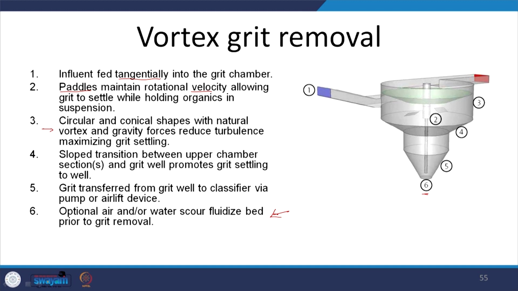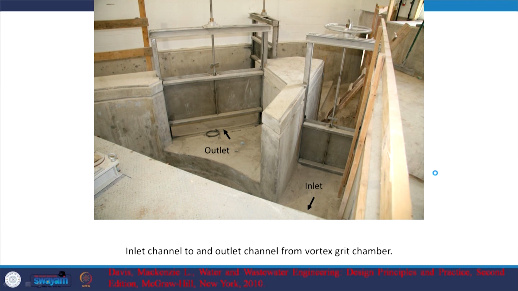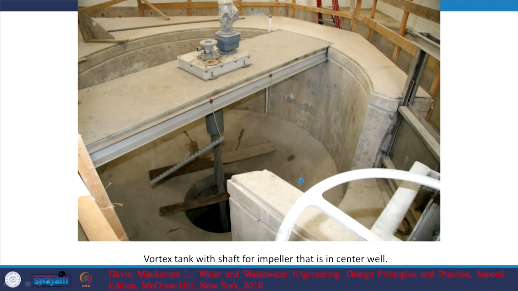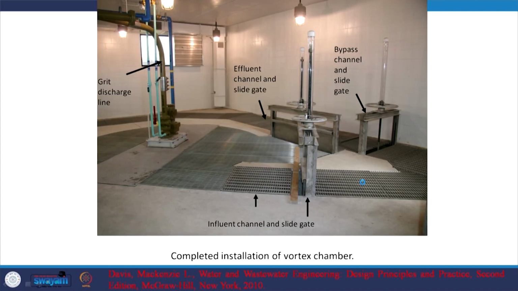There is an optional air or water scour fluidized bed prior to grit removal. And here we see the inlet coming in tangentially, and as I mentioned, the area of your outlet is typically twice that of the inlet. And from a different angle, here is the inlet coming in, and this is the vortex chamber. Here is the impeller, if I may say so. Again, this is still under construction, and here the grit will be collected, and your outlet is out here. That is the same picture that we looked at earlier. Once it is fully constructed, you see the inflow coming in, the grit discharge line from the center, and the effluent channel going out this way.